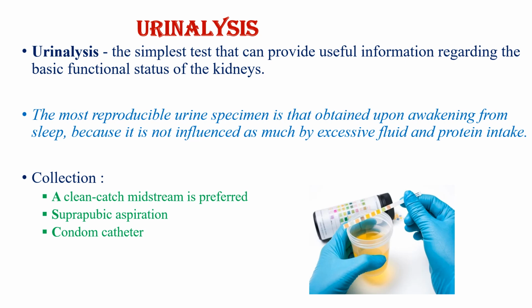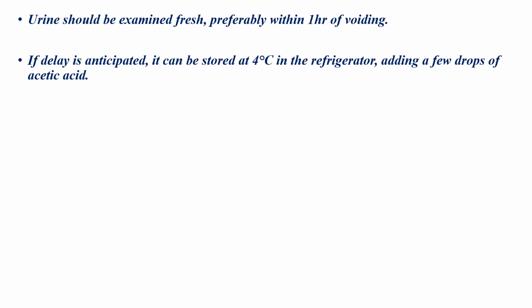During collection, a clean catch midstream is preferred. If that's not possible, suprapubic aspiration or catheter is the best option. Urine should be examined fresh, preferably within 1 hour of voiding. If delay is anticipated, it can be stored at 4 degrees Celsius in the refrigerator, adding a few drops of acetic acid.